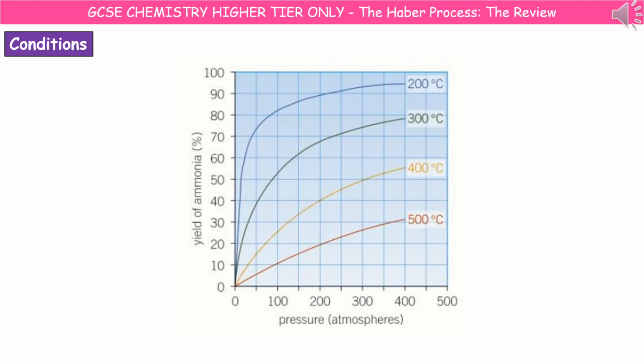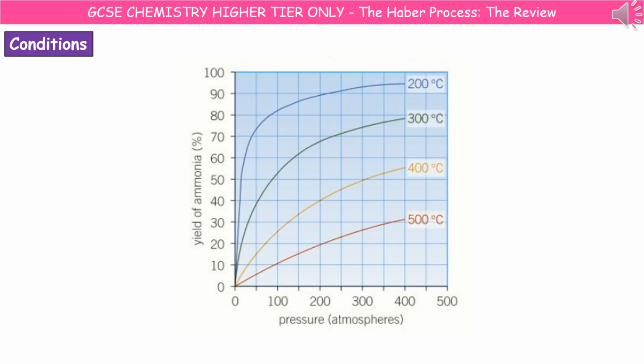One of the old favourite questions to do with the Haber process was using this graph here, which is actually giving you two different conditions and the effect on the yield. So remember, the yield is the amount of product that we're making, and what we've got on the x-axis is the pressure, and then the different colour lines are representing the different temperatures.